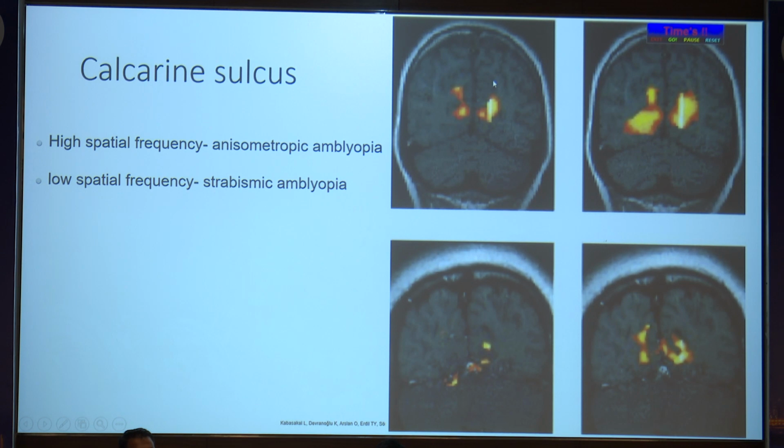Next, they identified that the calcarine sulcus also has a role in amblyopia. There is a decrease in the size of the calcarine sulcus. This is a normal eye, and you can see the amblyopic eye having a decrease in the calcarine sulcus. So they identified that in anisometric amblyopia there is a defect in high spatial frequency, and in strabismic amblyopia there is a defect in low spatial frequency.